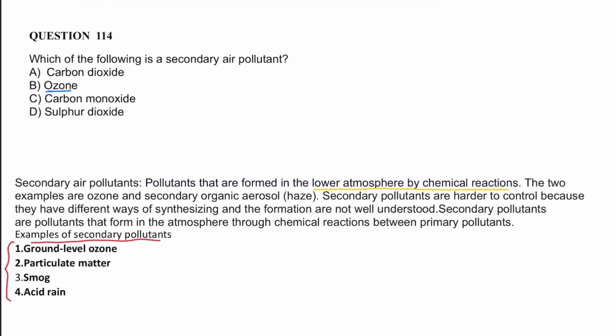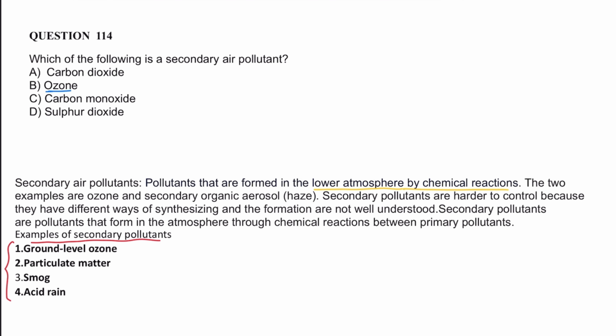Whereas carbon dioxide, carbon monoxide, and sulfur dioxide are primary air pollutants. A, B, C are primary air pollutants. The secondary air pollutant is ozone.